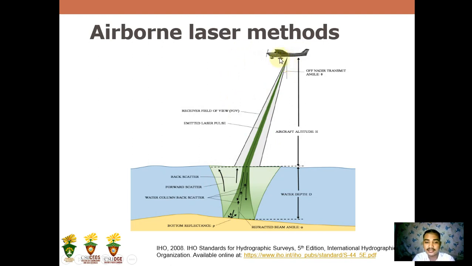So that's merely the concept. It is related to remote sensing. That's still a remote sensing method, getting information from afar without touching the features. Our technology is evolving as time goes by.